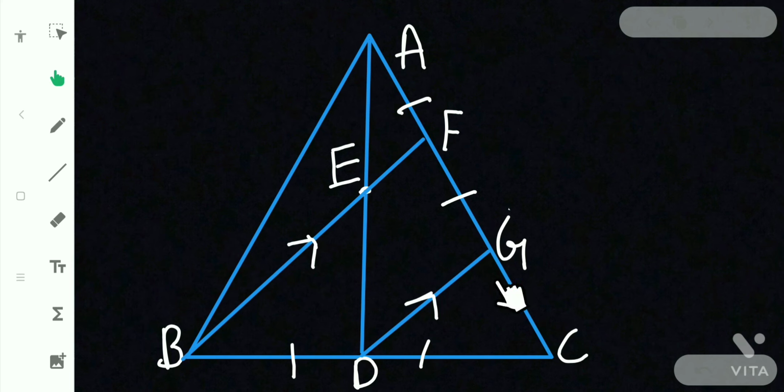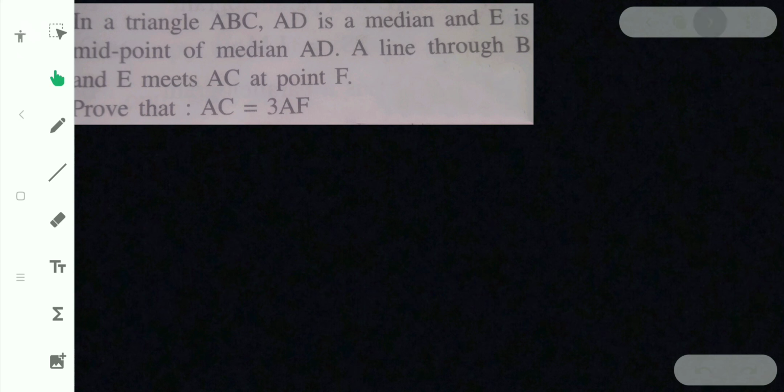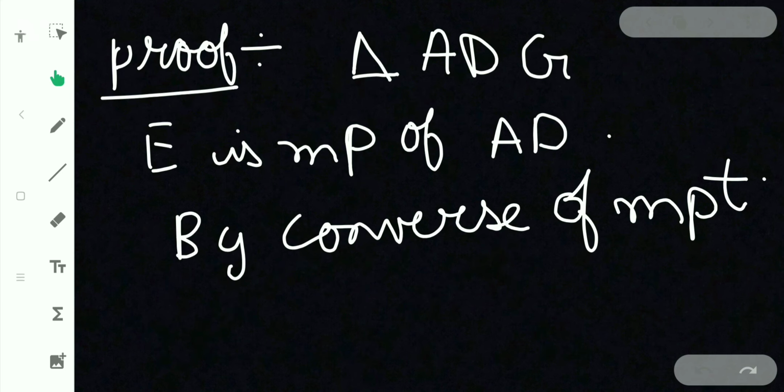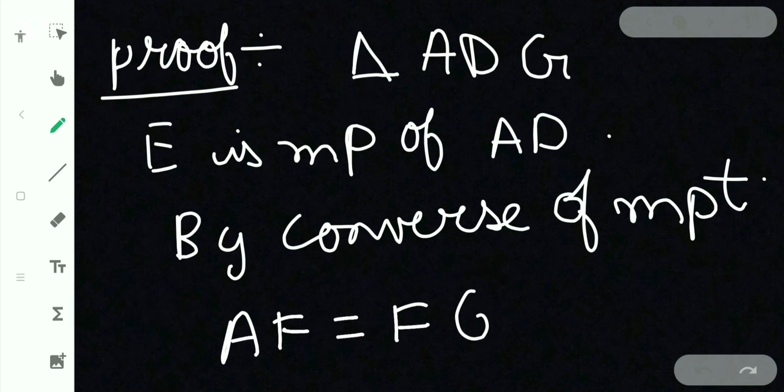Now we have to prove this line is also equal to some other lines, so that we can prove that AF is equal to 1/3 of AC, or 3AF is equal to AC. Now AF is equal to FG. I am writing here, AF is equal to FG. It is by converse of midpoint theorem.